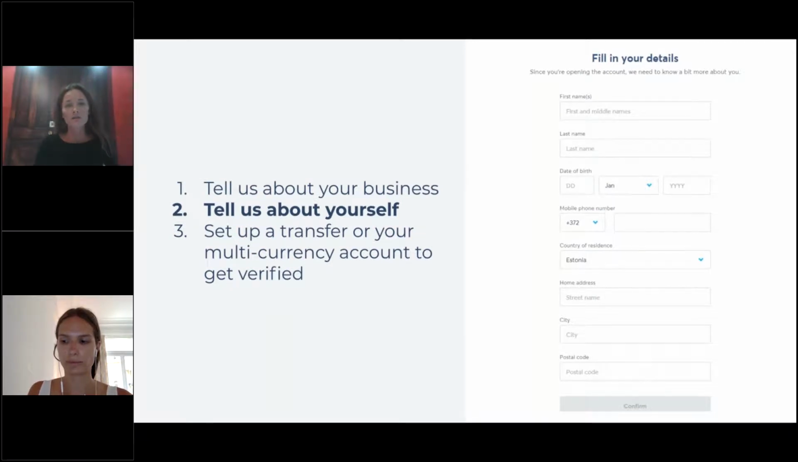Now, because you are setting up the account for the business, then we also need to know some details about yourself. So with each business profile, we also need a personal profile attached to it, which means that we also ask for your personal details, such as your name, date of birth, phone number, and where you live. So basically, this means that you also need to have authorization from the business to represent it. And you're also the main contact person for us to get in touch anything that relates to the business account.